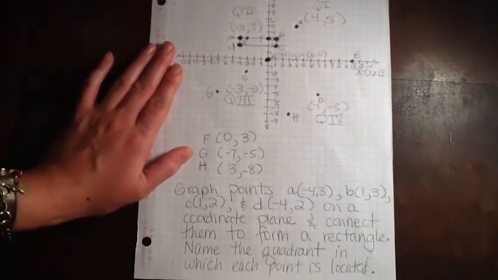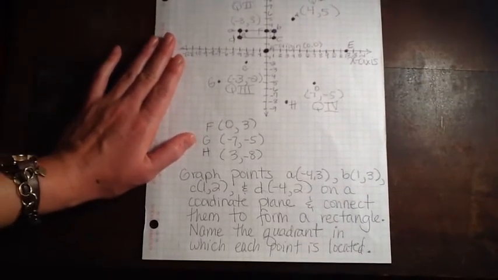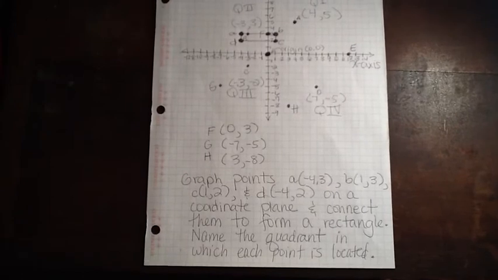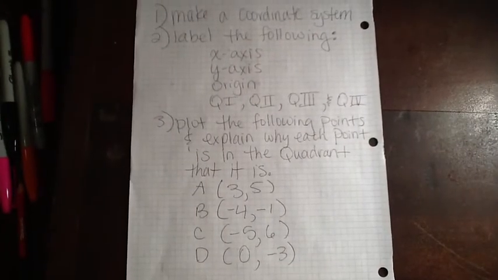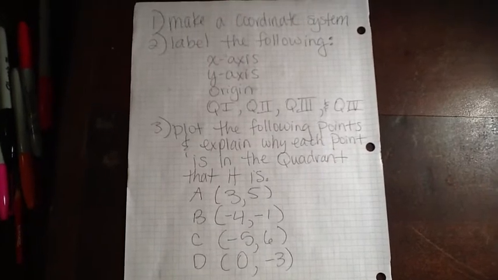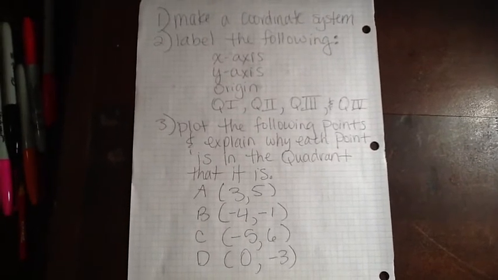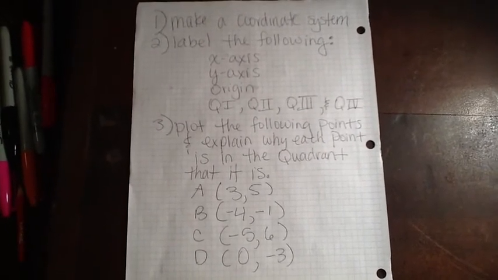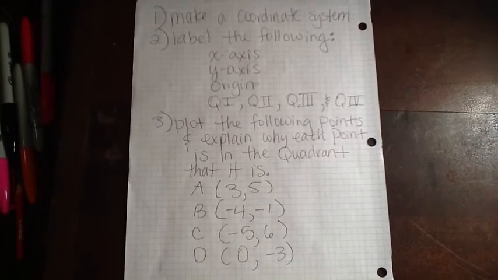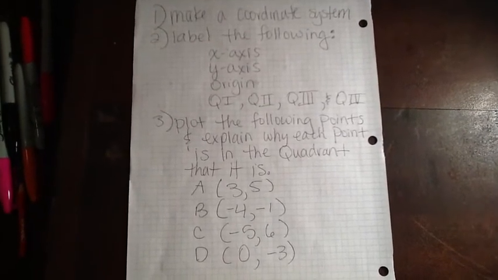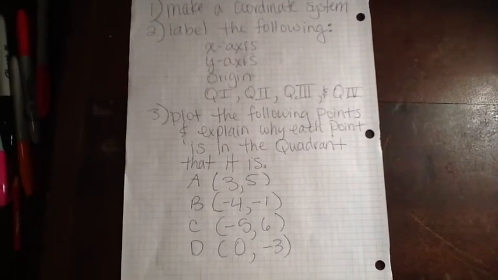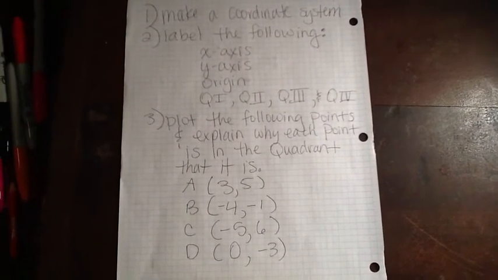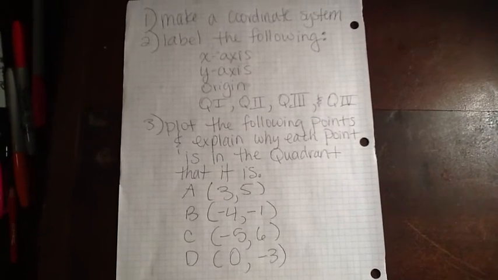All right. We are going to go ahead and give you some problems to do on your own for tomorrow. We have quite a few things to do tonight before tomorrow. I want to make sure that you know and understand everything about the graph. Number 1, I want you to make a coordinate system. Then number 2, label it. Make sure you label the x-axis, the y-axis, the origin, quadrant 1, quadrant 2, quadrant 3, and quadrant 4.